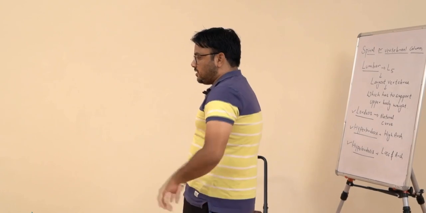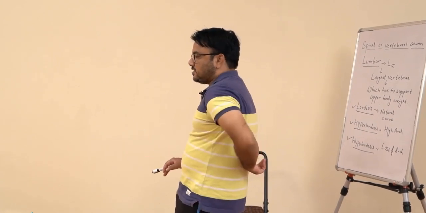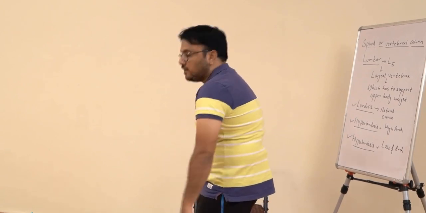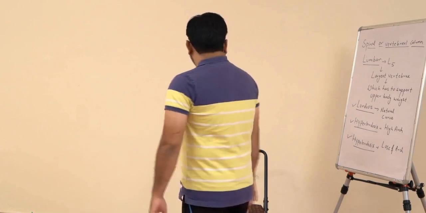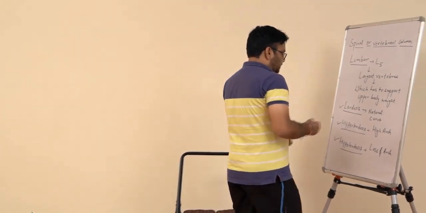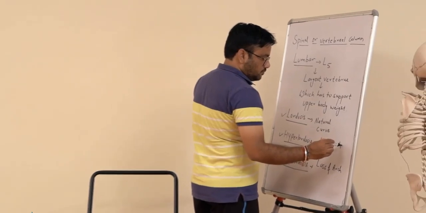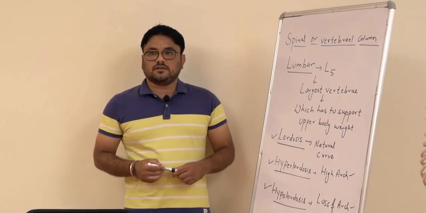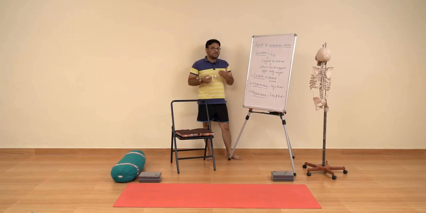Sometimes people who have a sitting job work like this, no arch. Ask them to bend forward, they go like this. So problem with the forward bending. So here, problem with the backward bending in hyperlordosis, and problem with the forward bending in hypolordosis. So a simple modification you can use, guys, right?